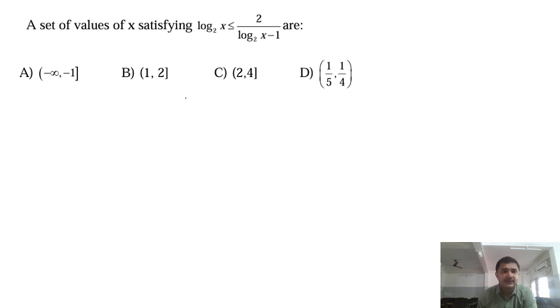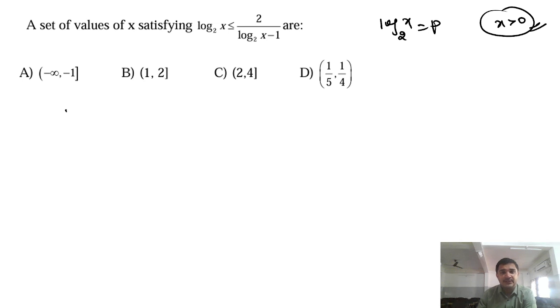Next, log x base 2, less than or equal to... So again I'm doing the same work. Log x base 2, I'm assuming it as p. So what I'll be getting, from the equation provided, x must be greater than 0, right? Why? Because log is only defined when the inside value is greater than 0, so we need to keep it in mind.